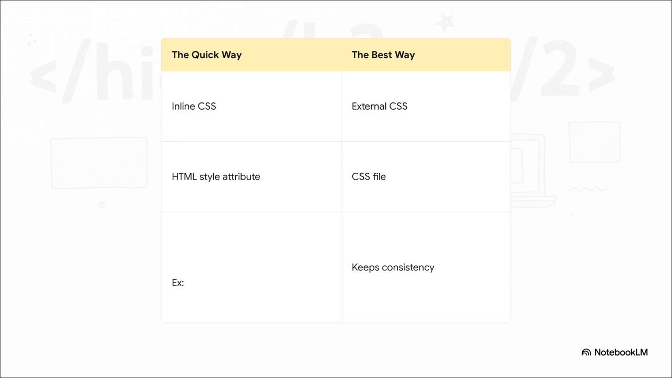But if you look at the right side, the best way is using external CSS. And this is the industry standard. Instead of cluttering up your HTML code, you target all your headings at once from a totally separate CSS file. This makes sure your headings look perfectly consistent across every single page of your entire website, and you don't have to copy and paste inline styles over and over again.